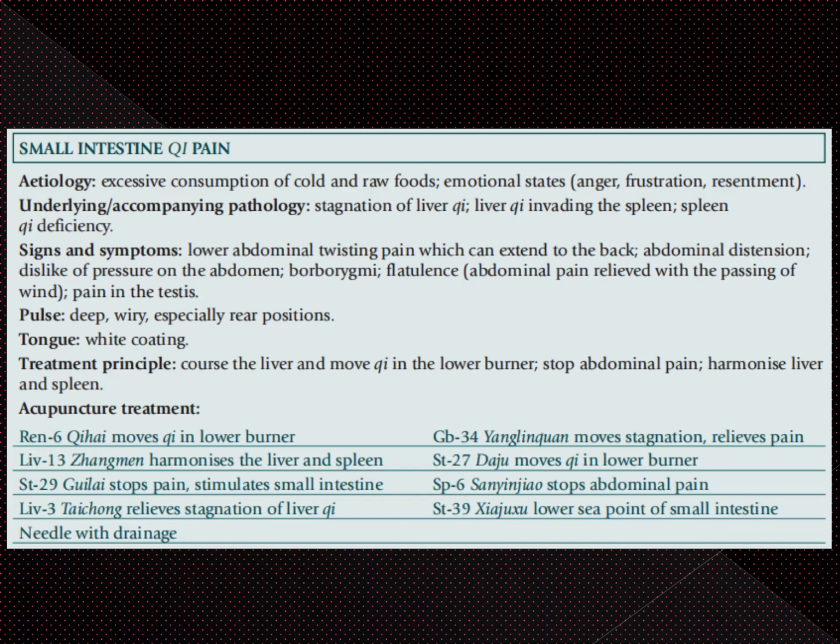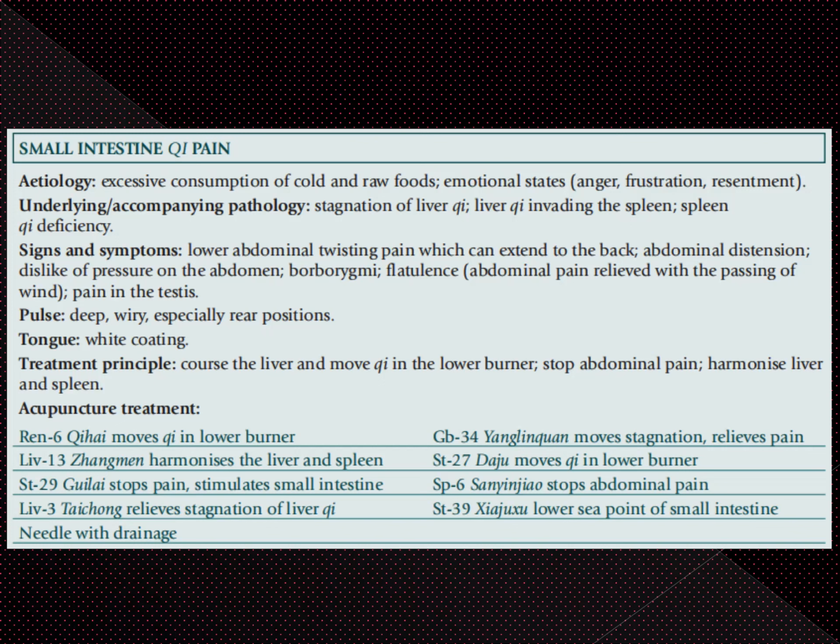Signs and symptoms: lower abdominal twisting pain, which can extend to the back. Abdominal distension. Dislike of pressure on the abdomen, borborygmi, flatulence, and abdominal pain relieved with the passing of wind. Pain in the testis. When you palpate the pulse, it is deep and wiry, especially in the rear position. When you look at the tongue, there is a white coating. The treatment principle: soothe the liver and move chi in the lower burner, stop abdominal pain, harmonize liver and spleen.